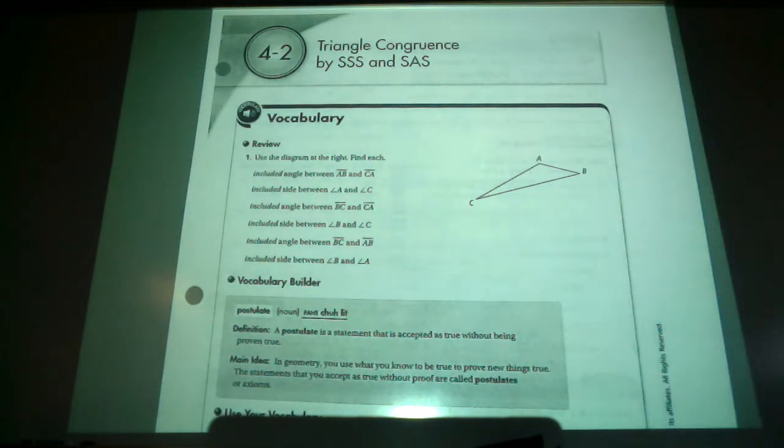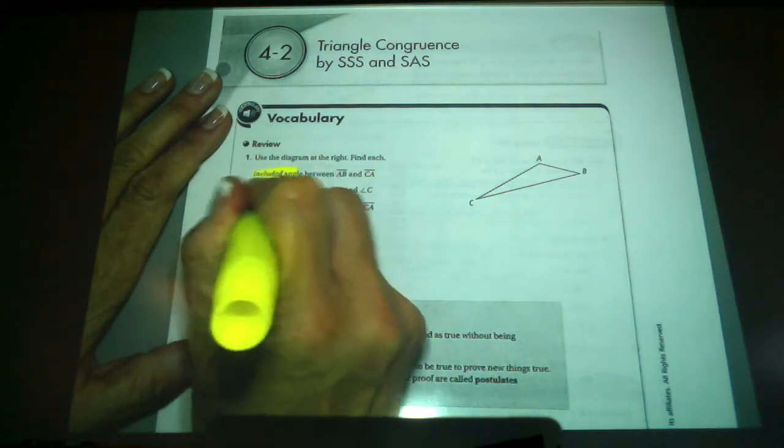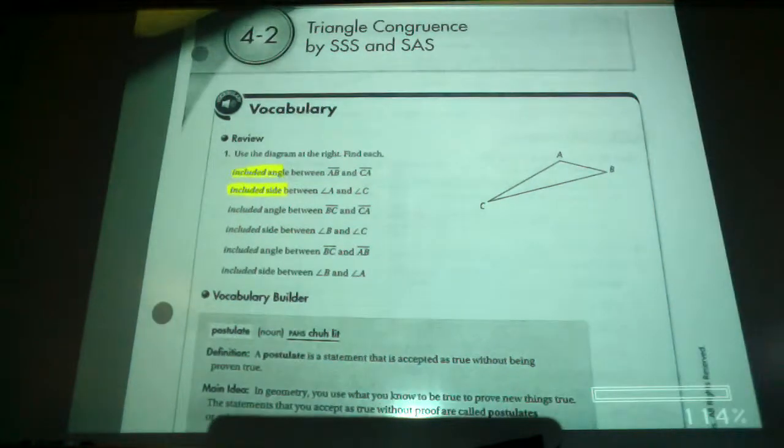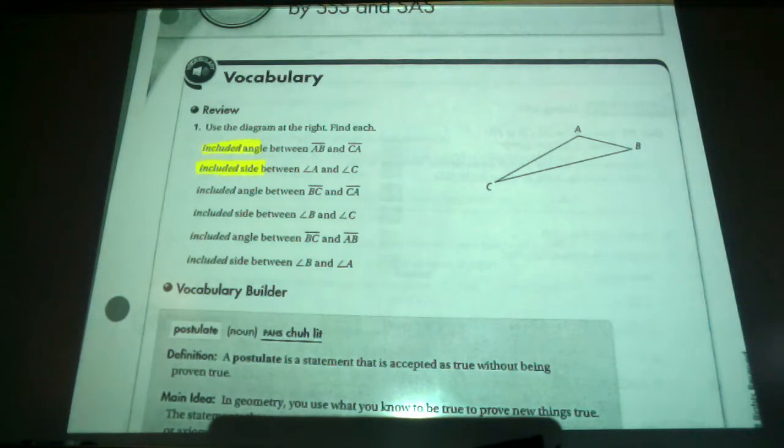So look at this quote review. It's really not a review. It talks about the following important vocabulary that you've got to get straight in your head. What an included angle is and what an included side is. You have to visually be able to identify an included angle and an included side.